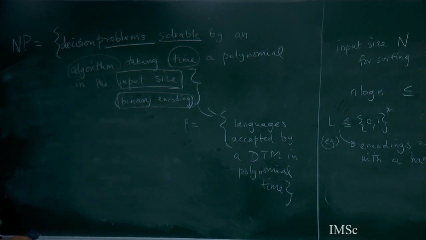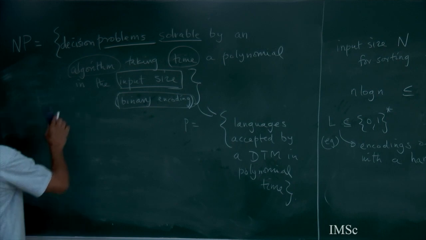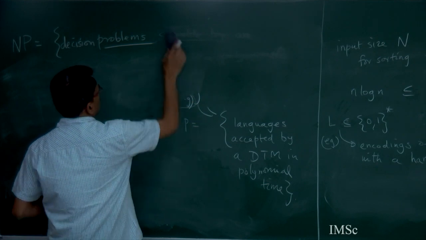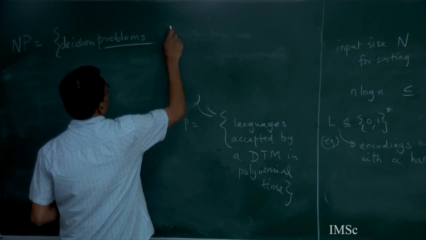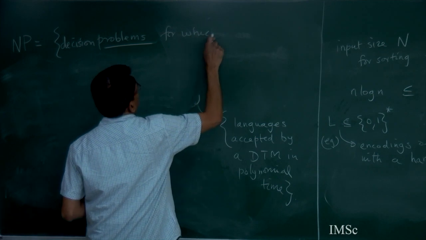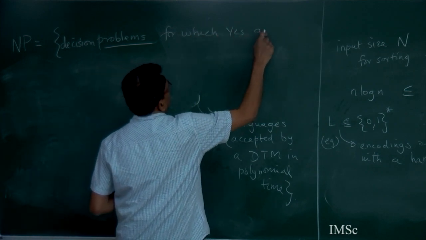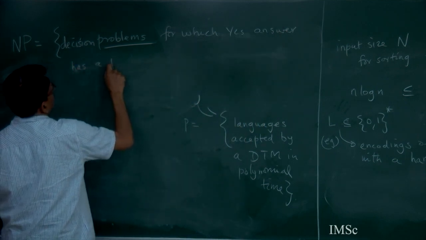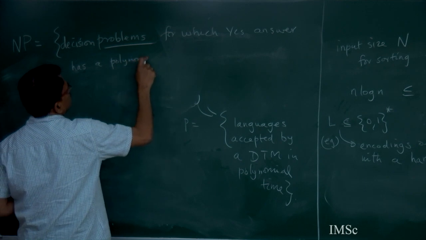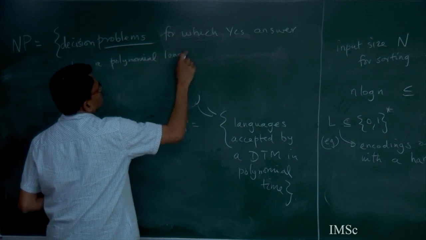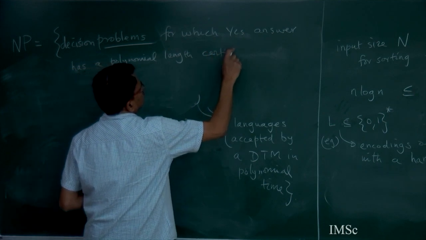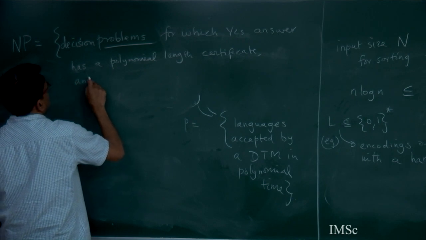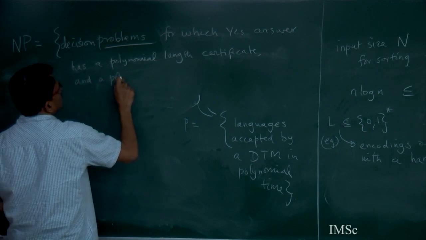So, what is NP? It is a class of decision problems for which a yes answer has a polynomial length certificate and a polytime verification algorithm.